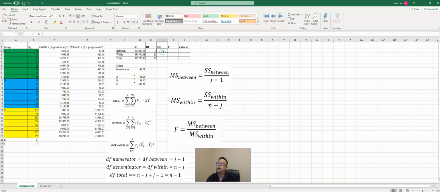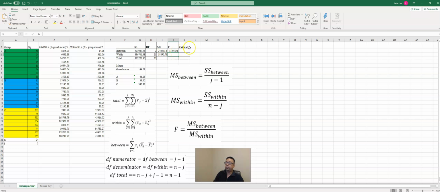So that's it. Now MS between is SS between divided by degrees of freedom between. So that is this number, sum of squares between divided by degrees of freedom. And then MS within is also sum of squares within divided by degrees of freedom. Alrighty. The F statistic is MS between divided by MS within. So same: MS between divided by MS within. Alrighty. So now we have 13.